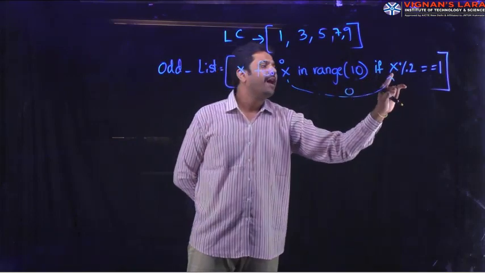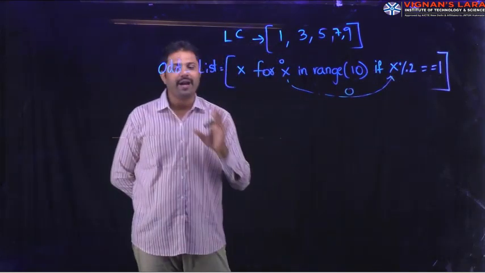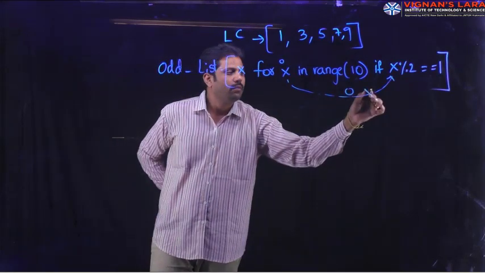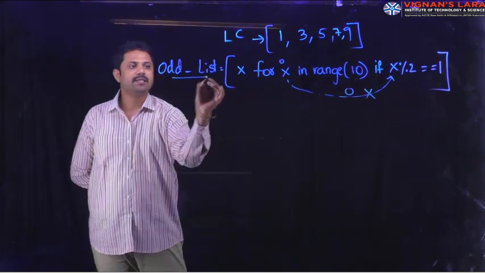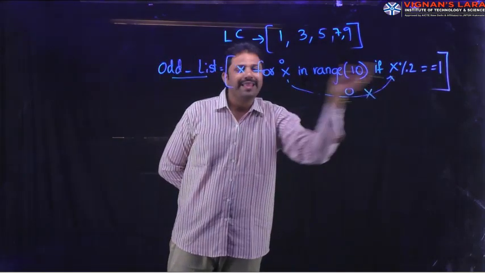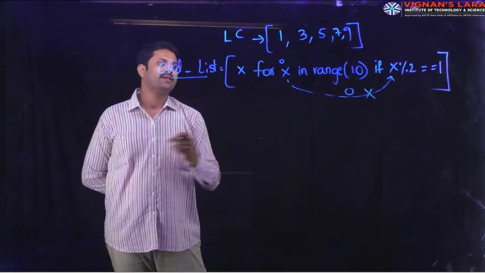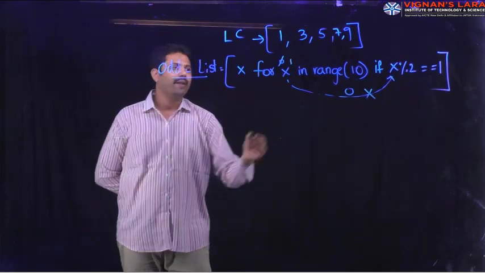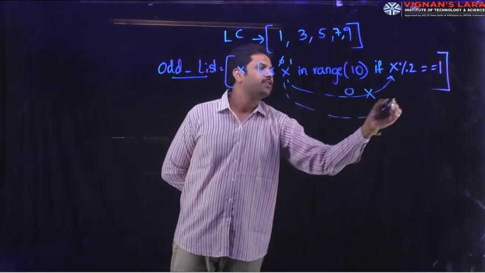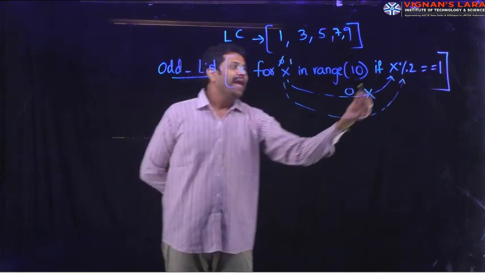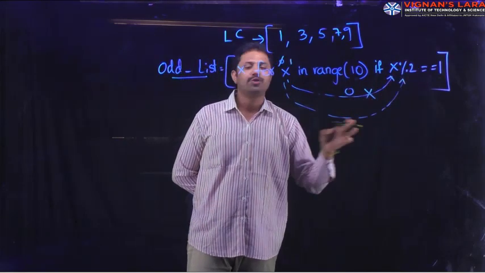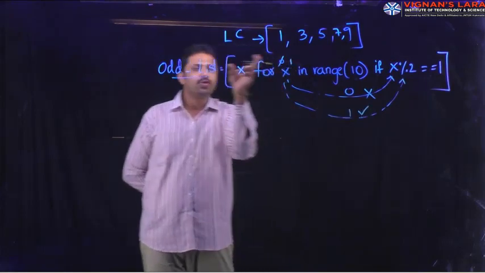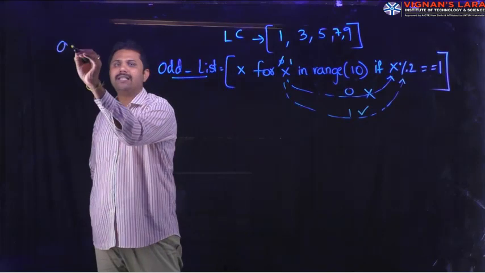Pass it to if 0 mod 2 equals 0. The condition is false. It doesn't store that value in this list. If the condition is true, then only it stores the value in that list. Next, for the second time, the for loop contains a value 1. That value is going to be stored, go to the if condition. Here it is 1 mod 2 equals 1. Yes, it is true. Now it is true, then it allows to store that value in the list, odd list.